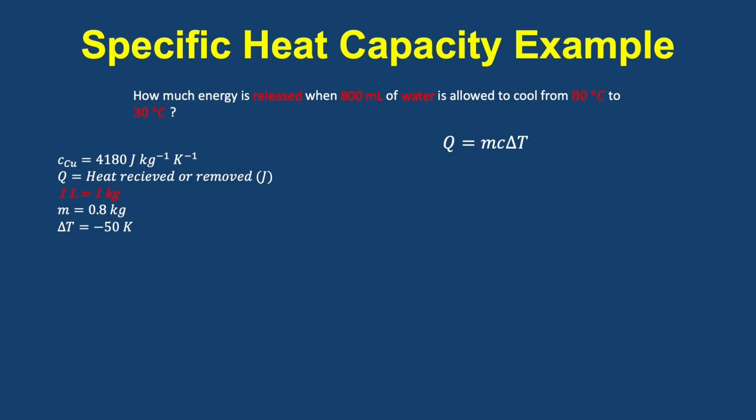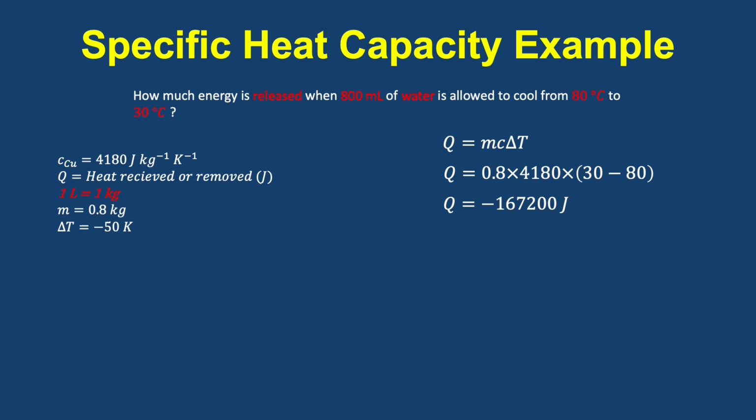Again, we just plug in the numbers, remembering that delta T is T2 subtract T1, so that gives us a negative value of negative 50 Kelvin, and that leads us to an answer of Q is equal to negative 167,200 joules. The negative in our answer indicates to us that Q is a heat loss.